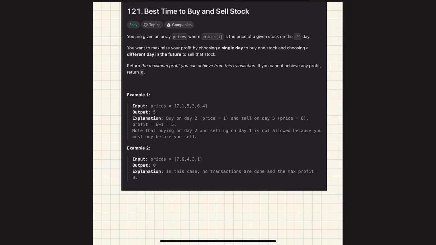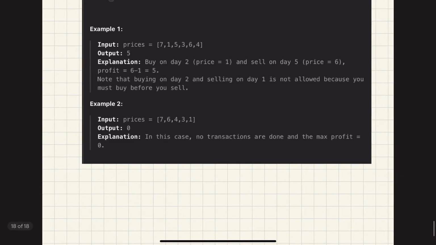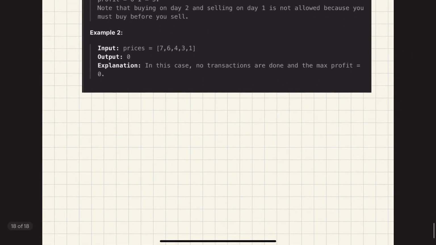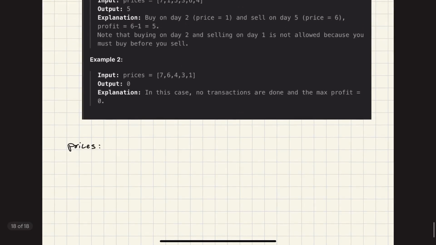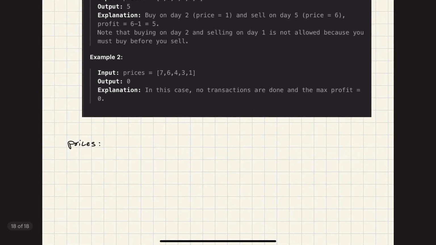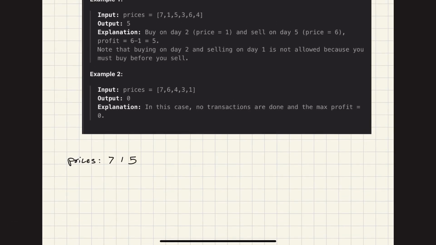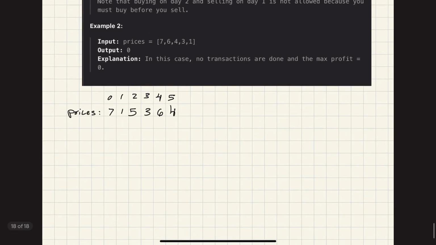Okay, what is this problem basically saying? Well, we're given some array prices, and all of its elements are of course integers, and this just represents different days. Each element is a different day. So this is day 0, day 1, day 2, day 3, day 4, day 5. We have to pick one day to buy and one day to sell, and we want to make the most profit.